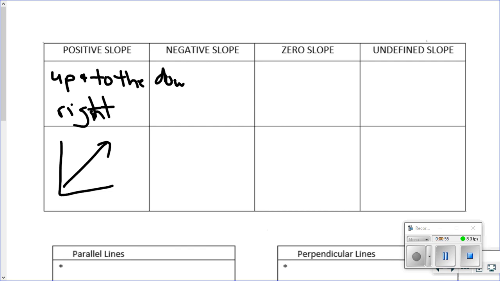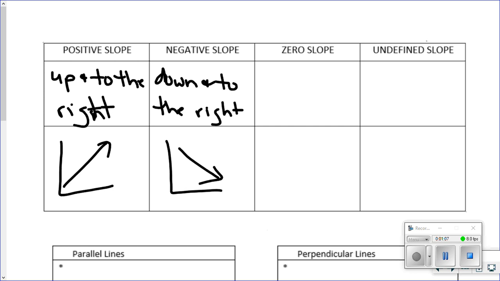Negative is down and to the right. So again, we have a handy dandy graph and our line is going downwards. Oh, sorry, that's a positive m and that's a negative m.